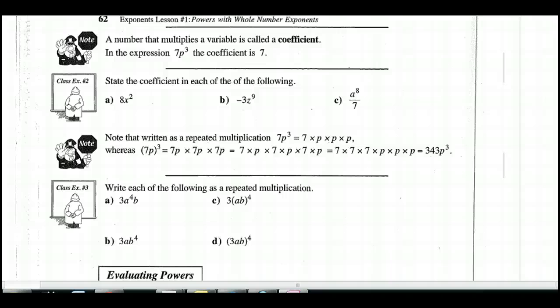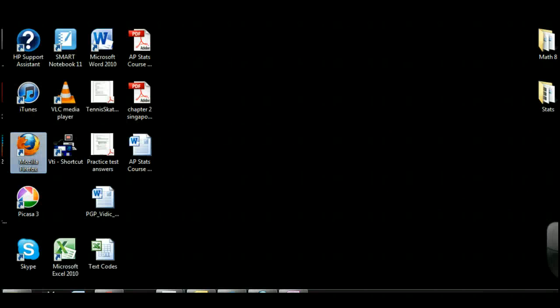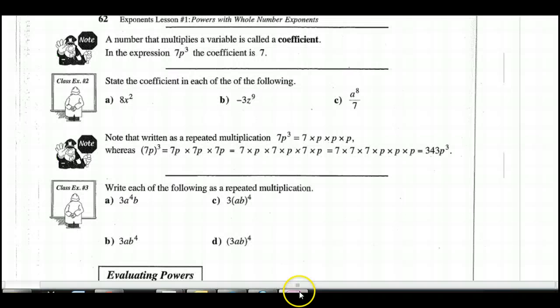Okay, let's look at some terms here. If we have a number in front of the variable, again, the variable is just a letter. We've looked at this in the last unit, so something like x to the power of 3. Well, x is a variable. Now, if we have a number, in this case 7, in front of that x, that 7 is called the coefficient.